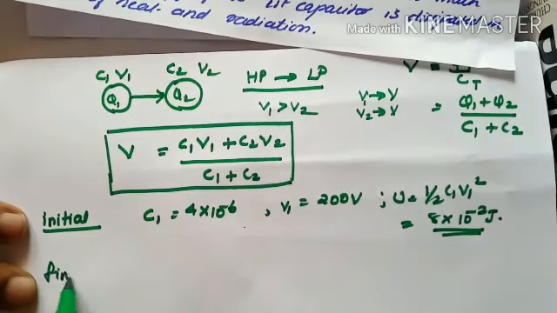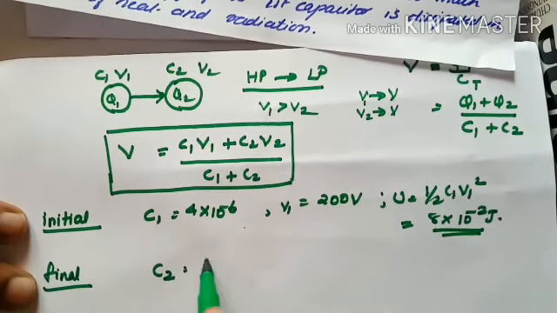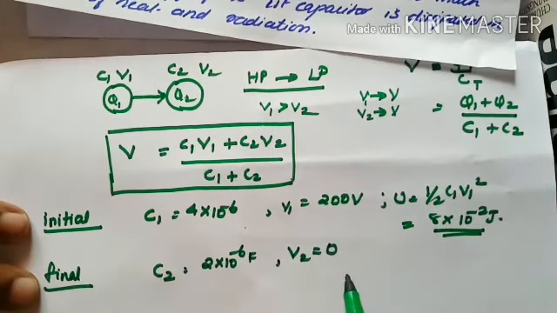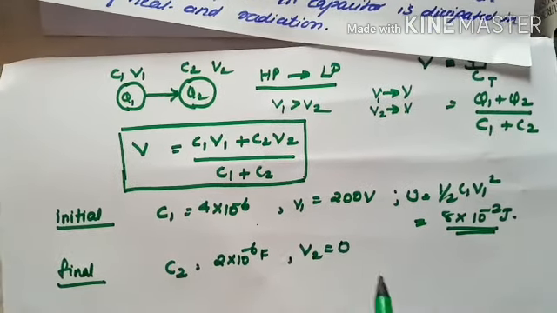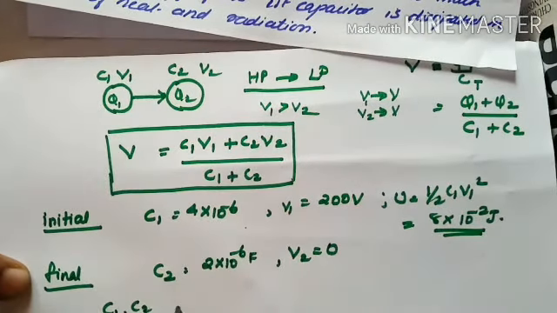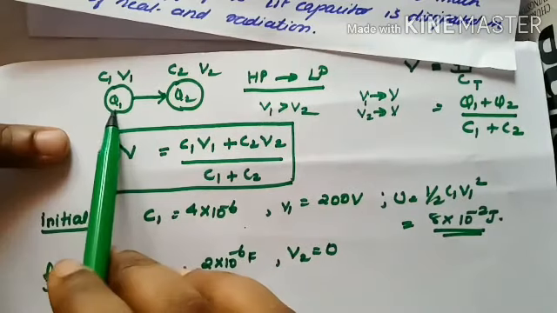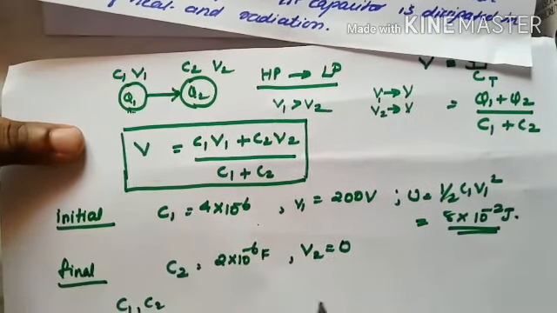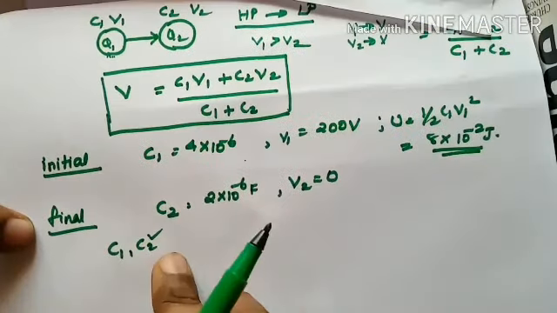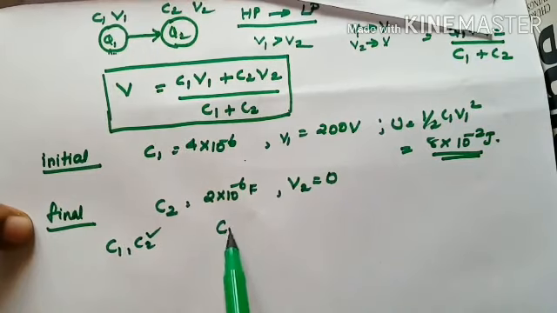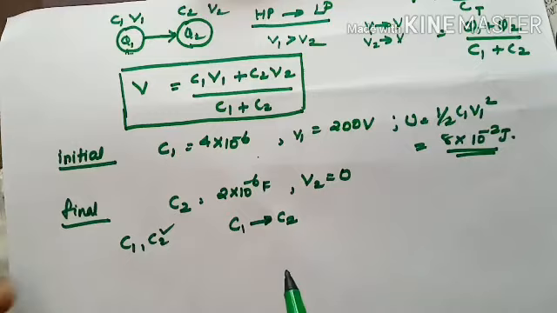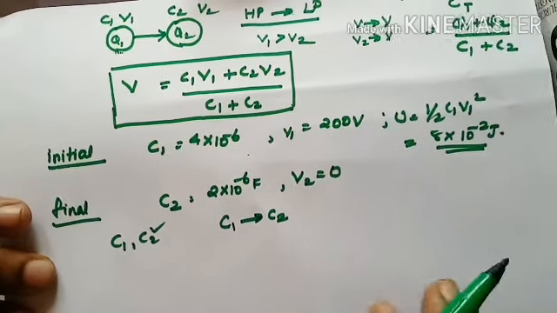So for the final condition, I am going to write C2 is given as 2 into 10 to the power minus 6 farad, and V2, since it has not been charged by any supply, will be 0, right? Now C1 and C2 are connected. C1 has higher potential because it has a voltage. V2 is 0, so obviously C2 is at lower potential and C1 is at higher potential. So charge flows from C1 to C2. This much is clear, and a common potential has to be achieved.